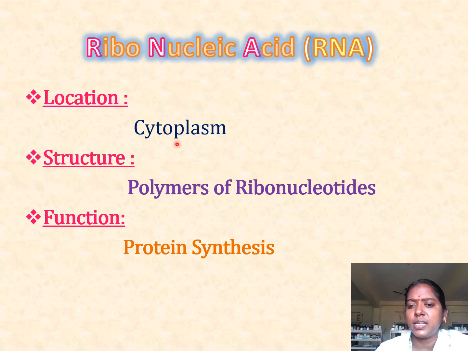These RNAs are seen in the cytoplasm. When you see the structure of RNA, they are the polymers of ribonucleotides. What is this ribonucleotide? It is a combination of a sugar molecule, a phosphate group and a nitrogenous base. In case of RNA, the sugar molecule is ribose and the nitrogenous base includes adenine, guanine, cytosine and uracil. The most important function of the RNA is that it is required for protein synthesis.